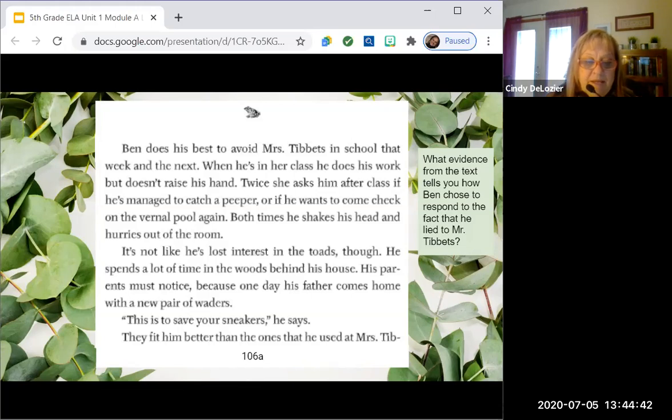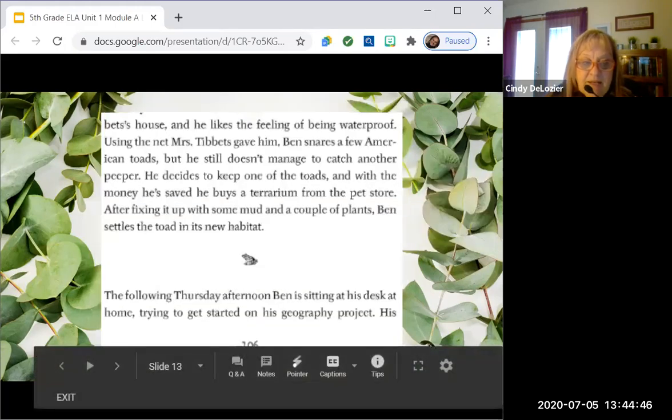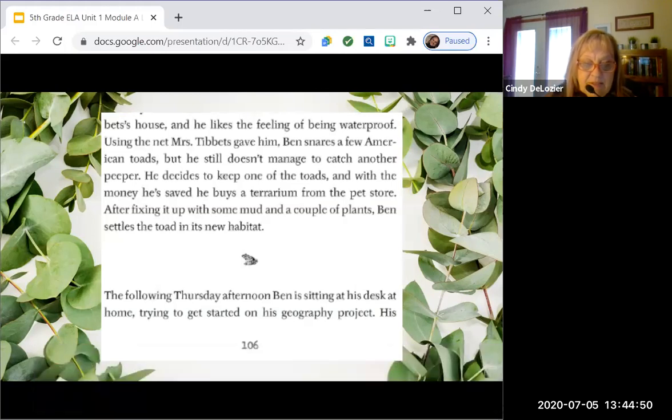Let's keep reading. They fit him better than the ones that he used at Mrs. Tibbets' house, and he likes the feeling of being waterproof. Using the net Mrs. Tibbets had given him, Ben snares a few American toads, but he still doesn't manage to catch another peeper. He decides to keep one of the toads, and with the money he's saved, he buys a terrarium from the pet store. After fixing it up with some mud and a couple of plants, Ben settles the toad in its new habitat.